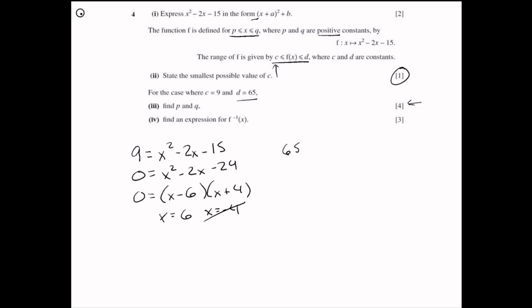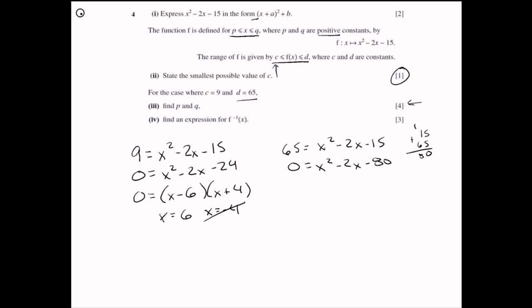So 65 is equal to x squared minus 2x minus 15. Like any quadratic, we're going to set it equal to 0. So -15 minus 65, so pretty much just 15 plus 65. That's 80, so that's -80 right there.